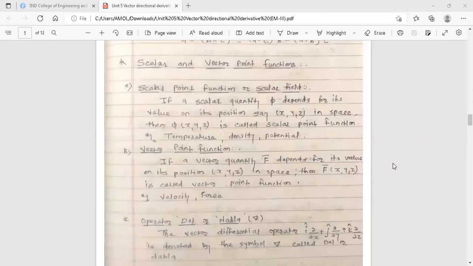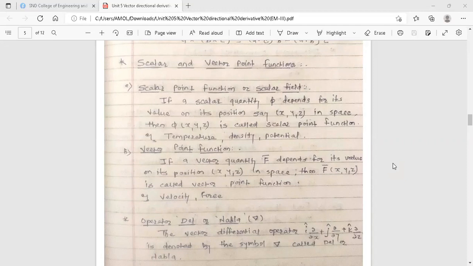Hello dear students, this is your Engineering Mathematics 3 lecture. Today's topic is scalar and vector point functions. This topic is from the 5th unit, vector calculus. See what are scalar and vector point functions.